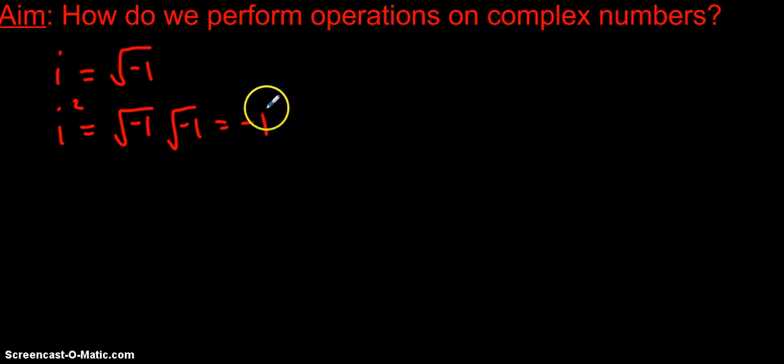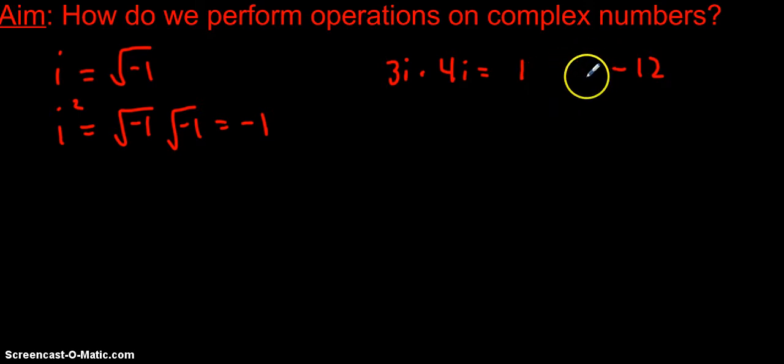So that has implications when it comes to multiplying complex numbers. For instance, if we multiply 3i times 4i, that should be equal to negative 12. And the reason for that is 12 times the square root of negative 1 squared, or i squared, and i squared is negative 1, so 12 times negative 1 is negative 12.